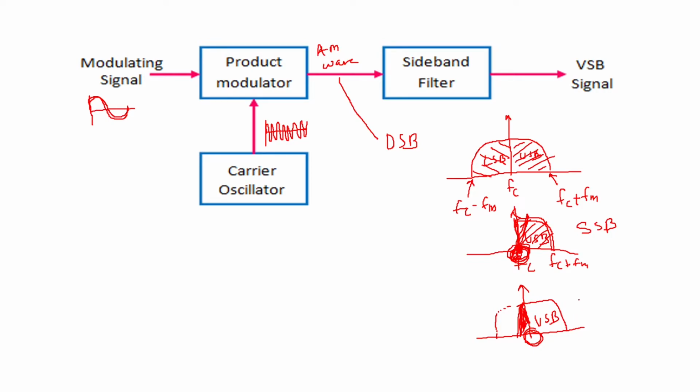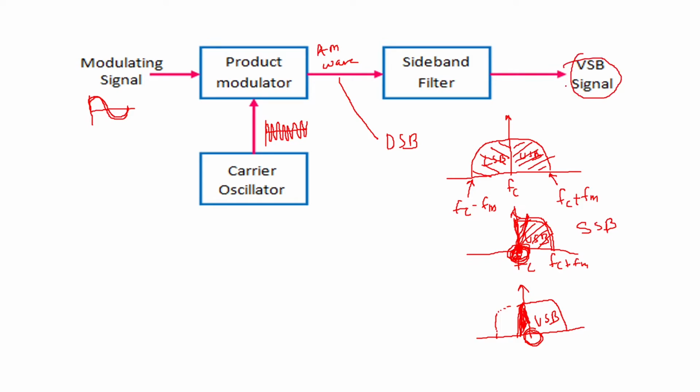In this, you're not sending double sideband. You're sending only a single sideband, but with a part of another sideband, which is called the vestige. This type of transmission is called vestigial sideband transmission. That type of filtering you can do here and get what you see as the vestigial sideband signal.